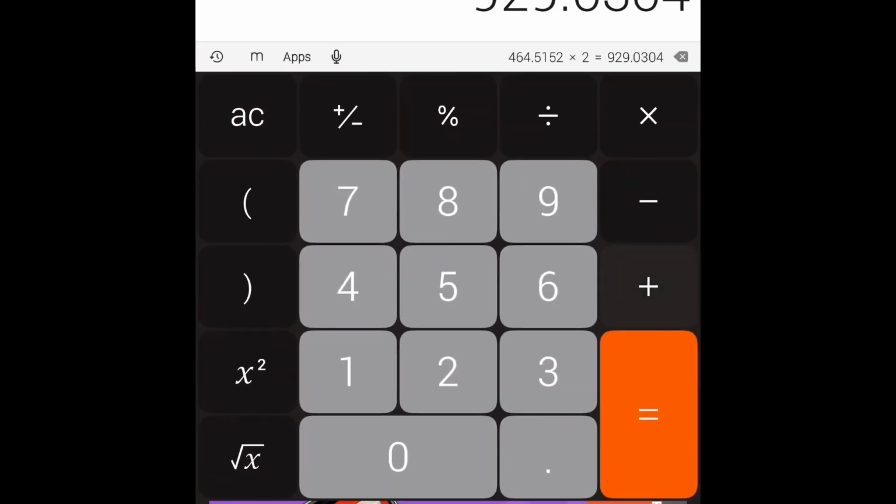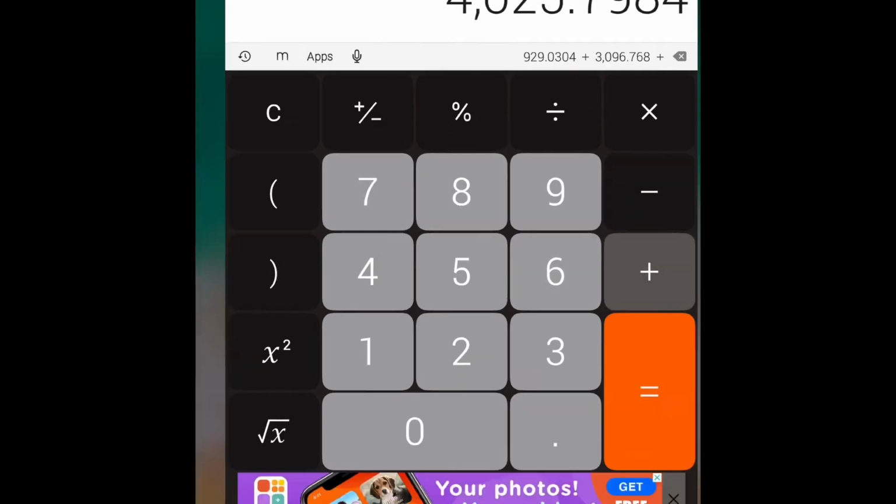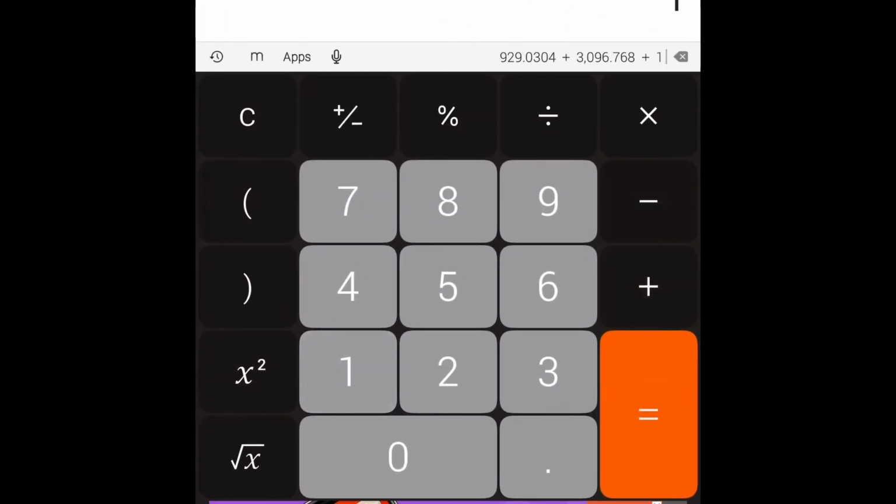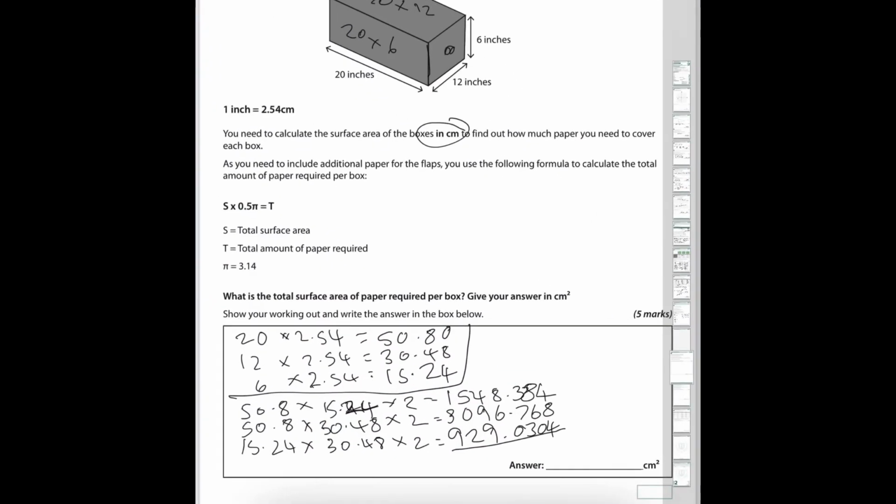So we've got that one on there. 3096.768 plus 1548.384. Okay. That gives 5574.1824. So that is the total surface area.